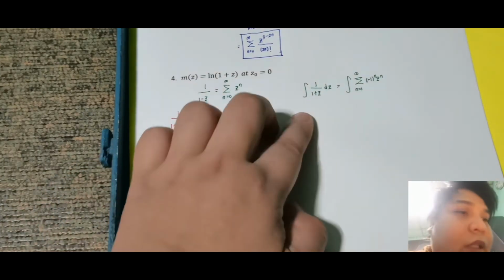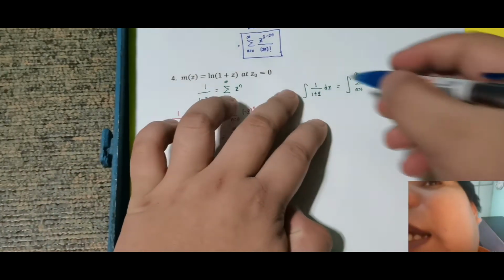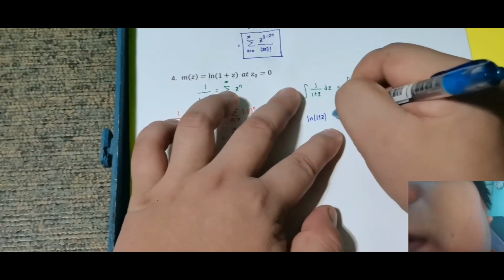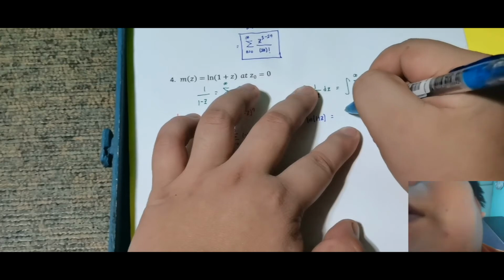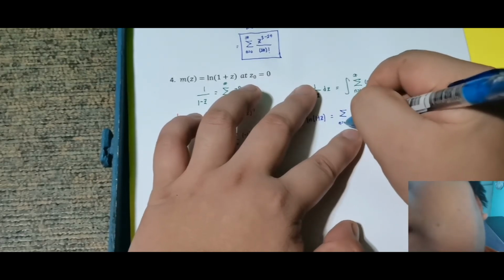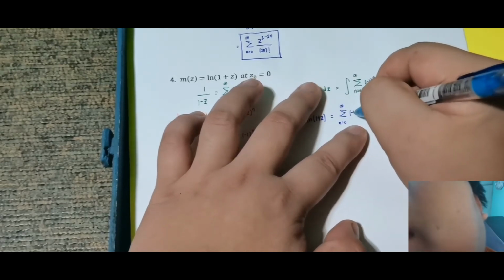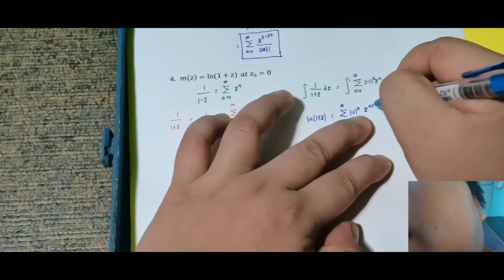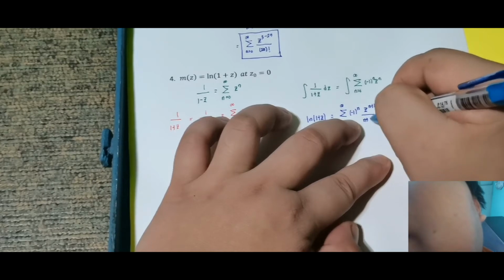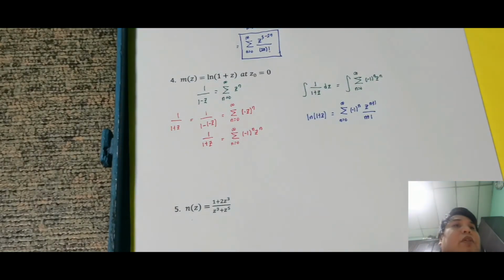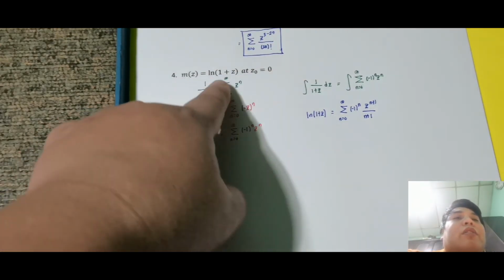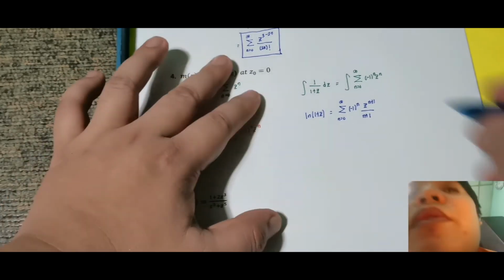So this is just equivalent sa, I think this is ln. So this is ln ng 1 plus z. Okay, which is equal sa summation for n is equal to 0 up to infinity ng negative 1 pa rin, nandiyan pa rin yan. Tapos i-integrate natin by power rule, that is z raised to n plus 1 over n plus 1. Okay, so kung tama ako kasi by power rule, mag-add lang tayo ng 1. So therefore, ang ating Maclaurin series representation ng ln of 1 plus z is ito.